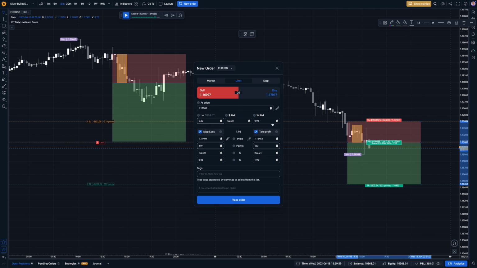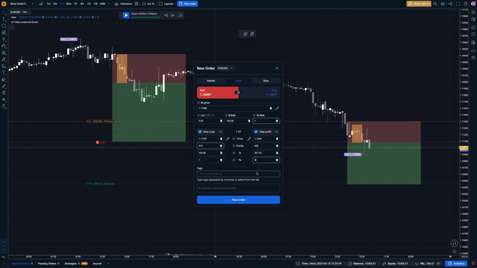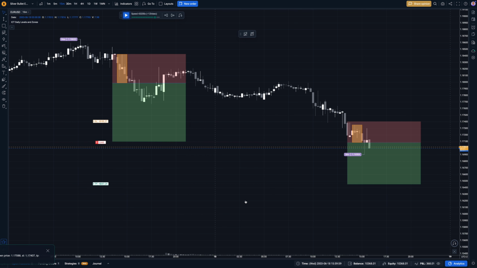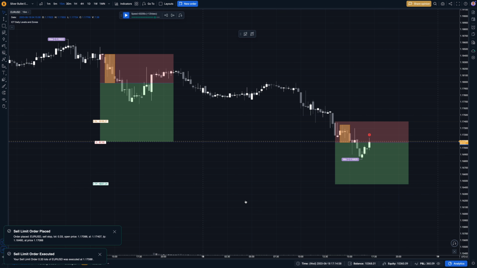Hit New Order, and again, everything is preset based on our risk-reward tool levels. A couple of small adjustments and we're ready to place the order. Let's see if it gets filled. Yes, we got filled on the 5th candle. Let's continue.